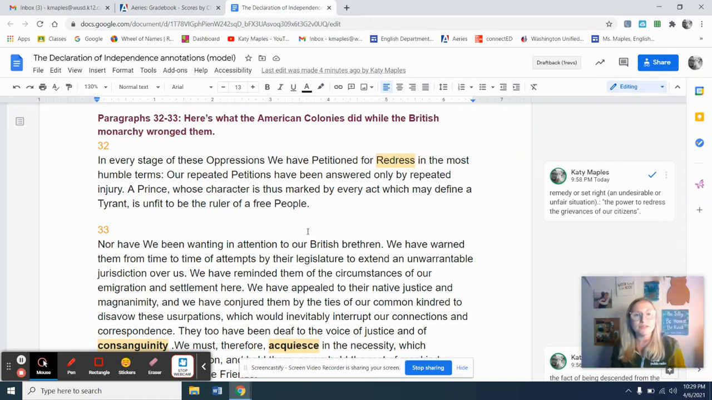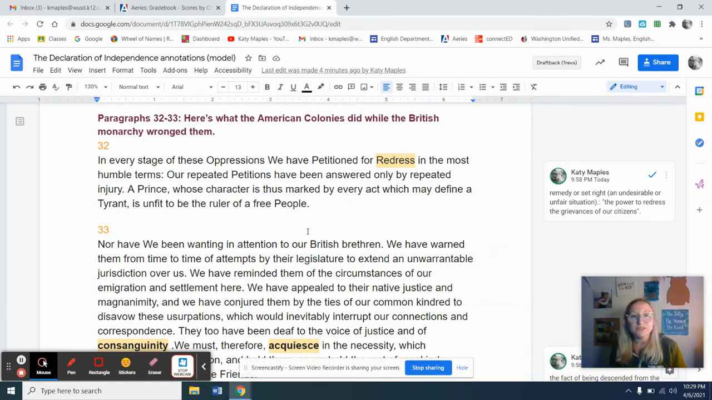Nor have we been wanting in attention to our British brethren. We have warned them from time to time of attempts by their legislature to extend an unwarrantable jurisdiction over us. We have reminded them of the circumstances of our emigration and settlement here. I'm not saying this is just King George. We've also tried to talk to other British people to say, hey, this is not going well. That hasn't worked out either.